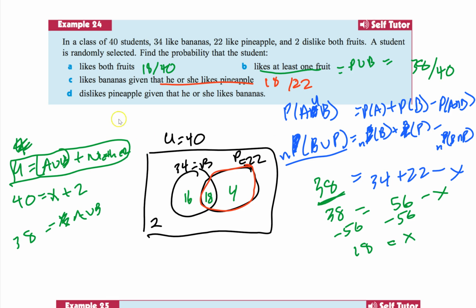And then the last one, dislikes pineapples, given that he or she likes bananas. So you know you like bananas. So we get the blue going. Right? So you know you like bananas. It's out of here. But it says you don't like pineapples. So here's pineapples, right? So you don't like it. So it's going to be 16 out of 34. Let's look at that with the formula.